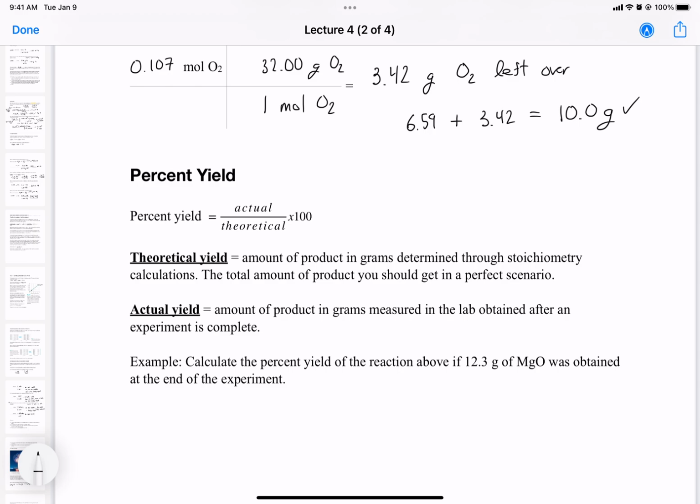That's a perfect situation. Of course, sometimes you can get 100% yield, just because the reaction is kind of a great reaction, something that doesn't happen all the time. Your actual yield is the amount of product in grams that was measured in the lab, obtained after the experiment is complete. So after we do an experiment, we isolate the product, and the mass of that is your actual yield.